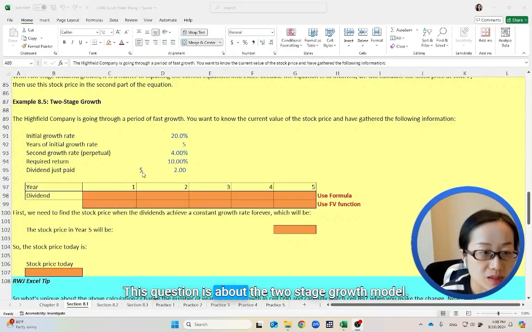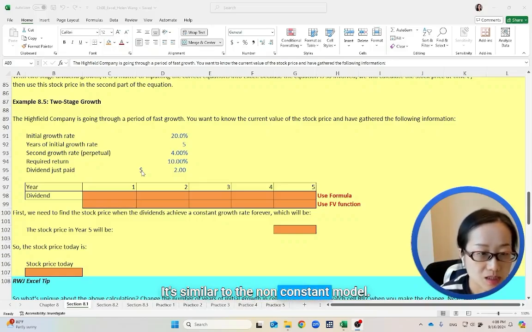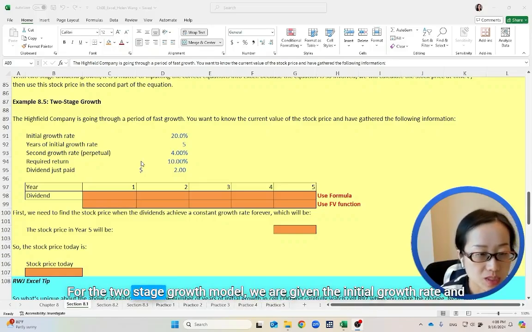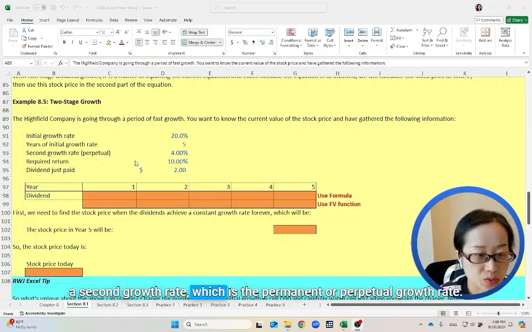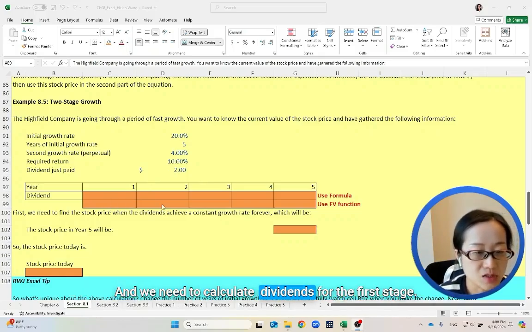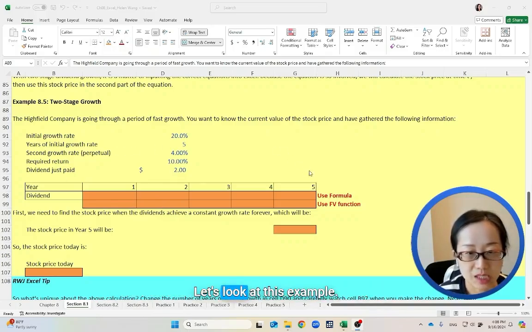This question is about the two-stage growth model. It's similar to the non-constant model. For the two-stage growth model, we are given the initial growth rate and a second growth rate, which is the permanent or perpetual growth rate. And we need to calculate dividends for the first stage. Let's look at this example.